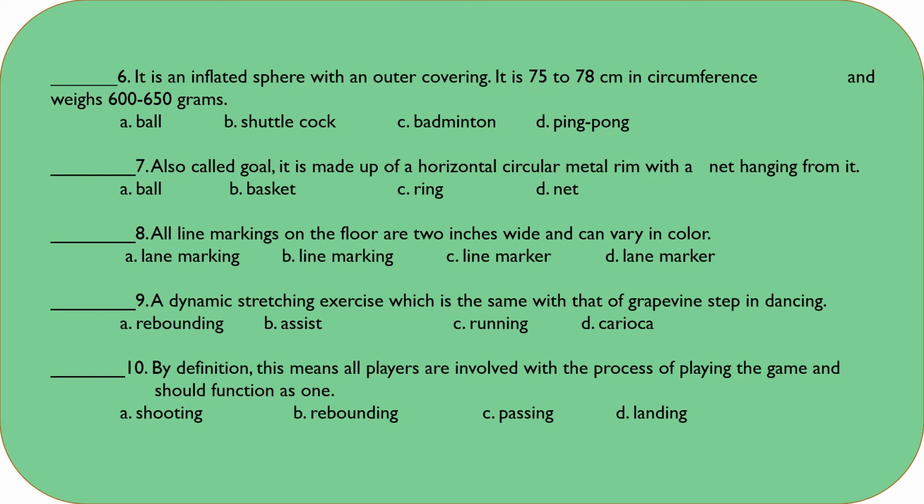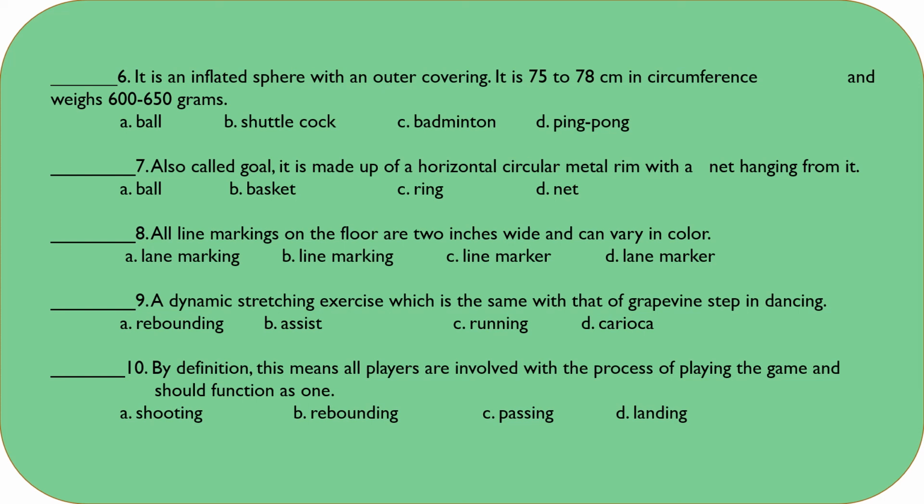Number 6, it is an inflated sphere with an outer covering. It is 75 to 78 cm in circumference and weighs 600 to 650 grams. A. Ball, B. Shuttlecock, C. Badminton, D. Ping pong. Number 7, also called a goal, is made up of a horizontal circular metal rim with a net hanging from it. A. Ball, B. Basket, C. Ring, D. Net. Number 8, all line markings on the floor are 2 inches wide and can vary in color. A. Lane marking, B. Line marking, C. Line marker, D. Lane marker.